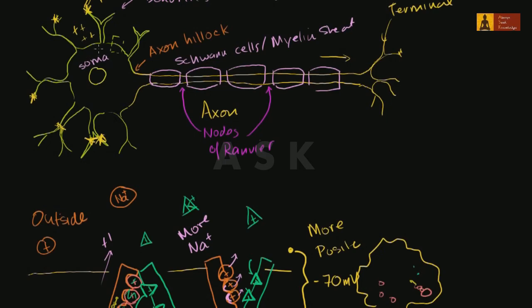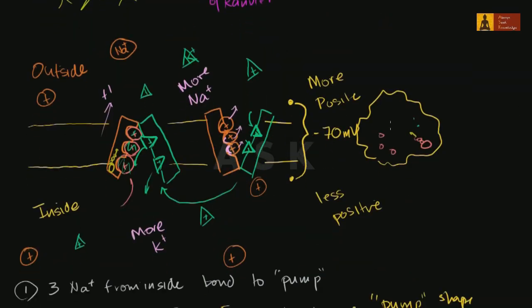Now, there might be one last question. You might say, well, gee, if this kept happening, if we just kept adding charge out here, our voltage difference would get really negative. This would be much more negative than the outside. Why does it stabilize at minus 70?